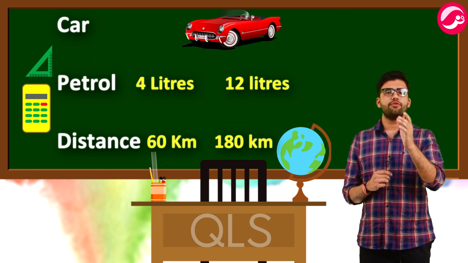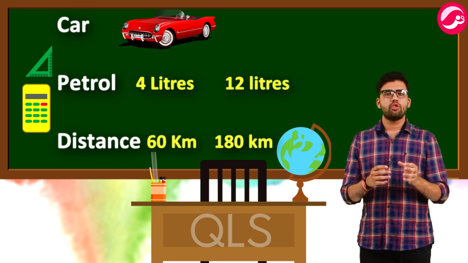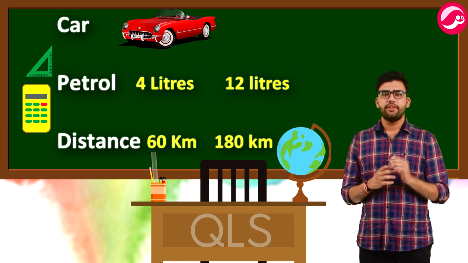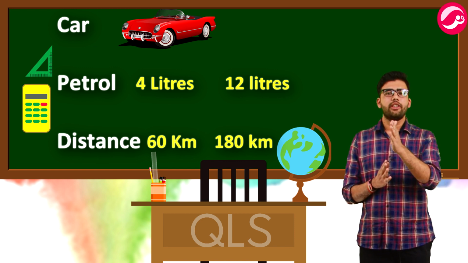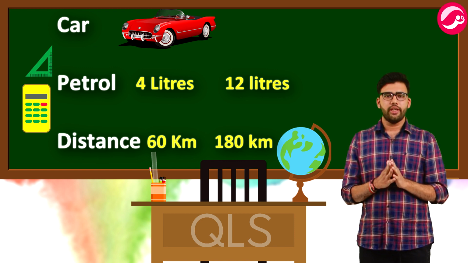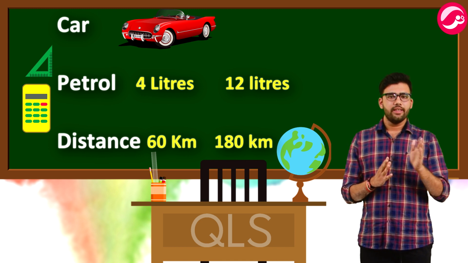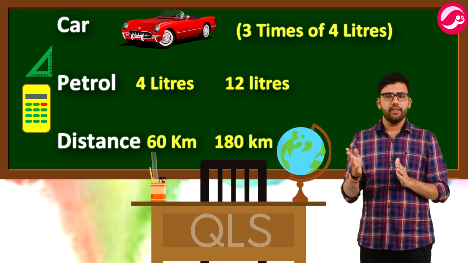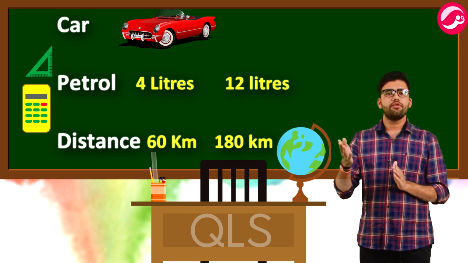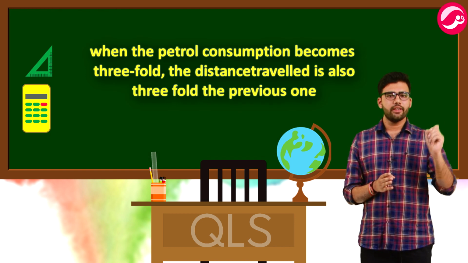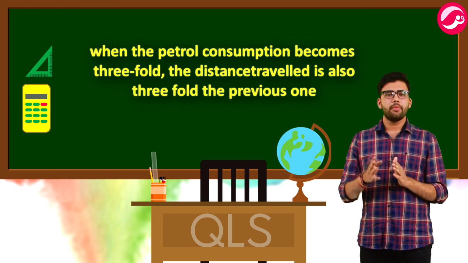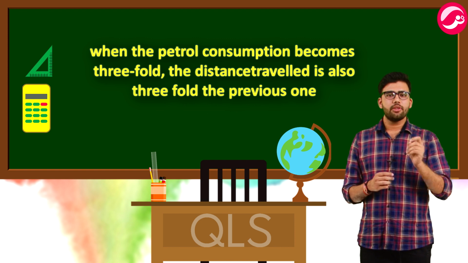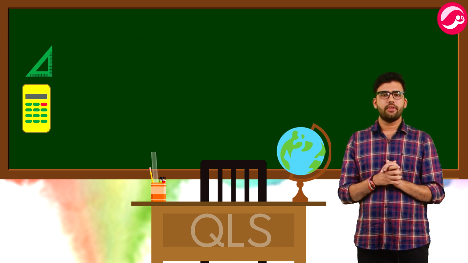Suppose a car uses 4 liters of petrol to travel a distance of 60 km. How far will it travel using 12 liters? The answer is 180 kilometers. How did we calculate? Since petrol consumed in the second instance is 12 liters, that is 3 times of 4 liters, the distance travelled will also be 3 times of 60 km. In other words, when the petrol consumption becomes threefold, the distance travelled is also threefold of the previous one.